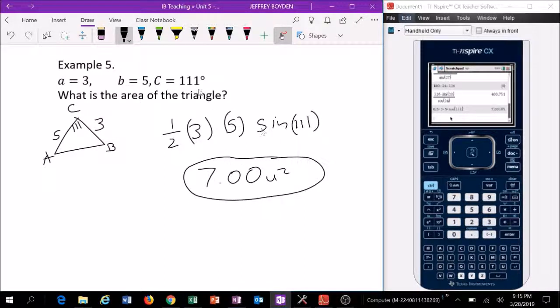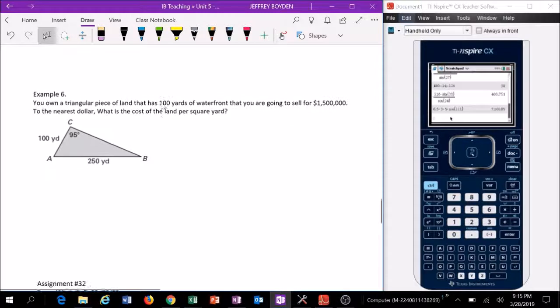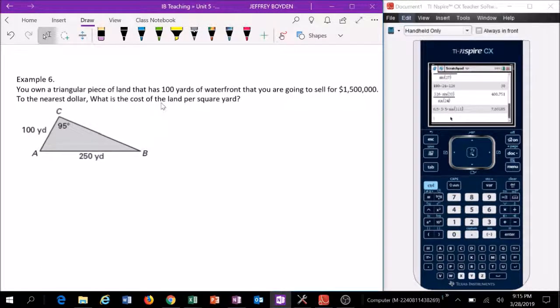So guys, pretty darn straightforward, I think. Let's do one that's a little bit more interesting. Okay, let's do a real estate example. So let's say you own a triangular piece of land and you're going to try to sell that thing for $1.5 million because it's waterfront and it's nice. We want to know, to the nearest dollar, what is the cost of land per square yard. First of all, we've got to figure out why this is an area question, because the word area is not given. The giveaway is in the question, per square yard. Square yard is a unit of area. So this is going to be an area question.